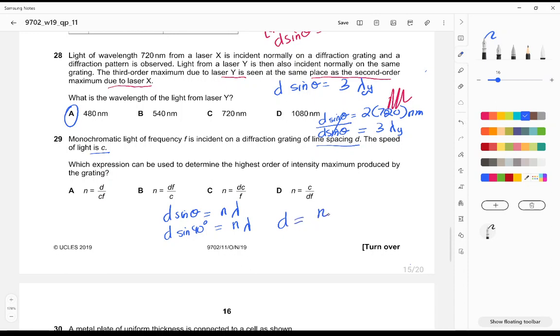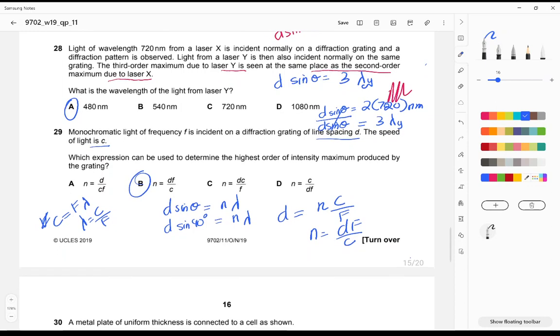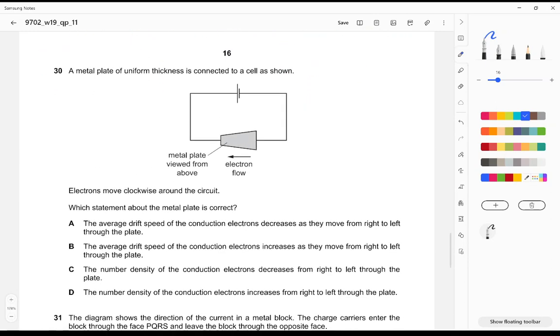So d is equal to n lambda. The speed of light c is equal to frequency times lambda, so lambda is equal to c over f. So n is equal to d f over c, so B should be the right answer. Okay, this is done.